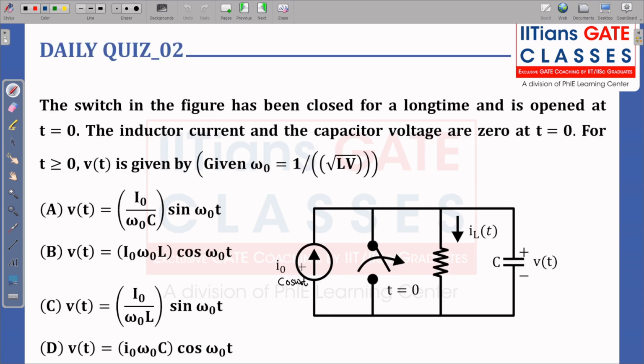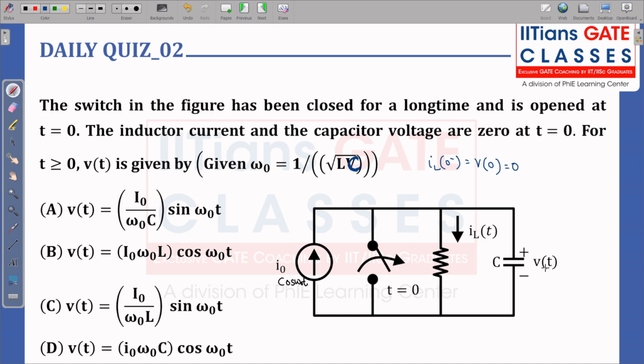Okay. So the next question we have: the switch in the figure has been closed for a long time, and is opened at t equal to 0. The inductor current and the capacitor voltage are 0 at t equal to 0. That means IL 0 minus is equal to V of 0, so this is my capacitor voltage, this is 0. Okay. For t greater than 0, V of t is given by omega naught, which is given by 1 divided by under root of, so this is a typographical mistake, 1 by under root LC. Okay. So we need to find what will be this V of t for t greater than 0.